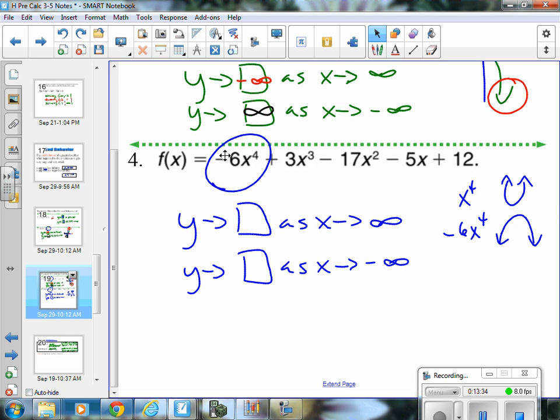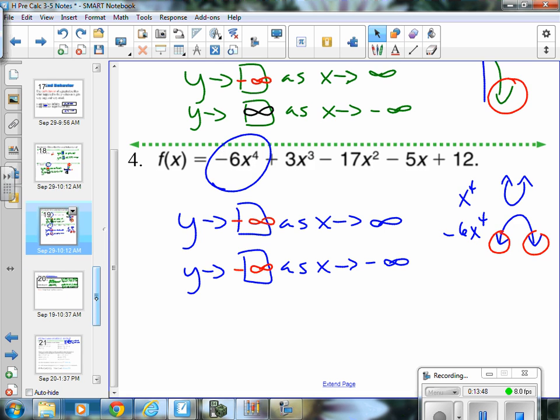Both ends do the same thing for even powers, right? Because the signs are always going to be the same. So in this situation, what are both ends of the graph doing? They're getting tiny. They're approaching -infinity. So if you have an even power, they always do the same thing. All right, so let's kind of wrap that up then.